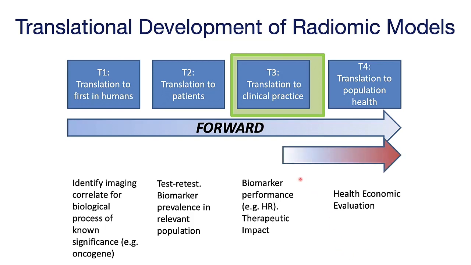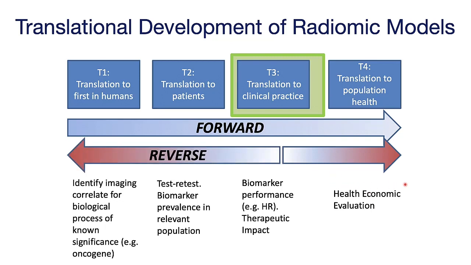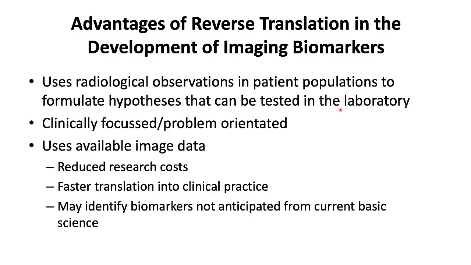And then once we have discovered a potential biomarker, we could do the health economic evaluation next to determine whether it's worth going any further, because if this could not be economically viable, then there's no point doing further research. And then if that was going to be potentially economically viable, we could go back and do these earlier phases. So this is an example of reverse translation. So we can define this reverse translation process as a way of using radiological observations in patient populations to formulate hypotheses that could be tested in the laboratory.